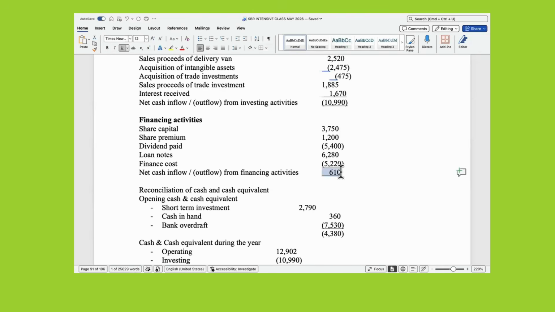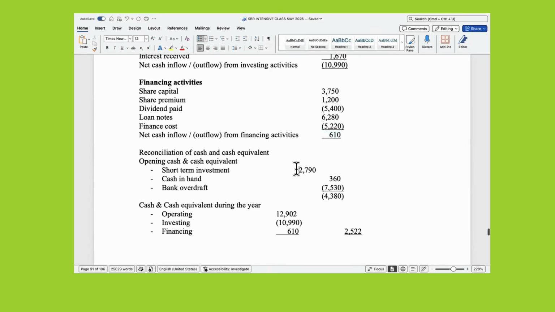After you have done all that, then you do your reconciliation of cash and cash equivalent. In doing your reconciliation, you do the opening cash and cash equivalent. These are gotten from your statement of financial position: the short-term investment, the cash in hand, and the bank overdraft, which is coming in as a negative. When you cumulate it, I have an opening cash and cash equivalent negative. You would add it to cash and cash equivalent during the year by adding the balance you got in operating, investing, and financing. I have a positive of 2522.